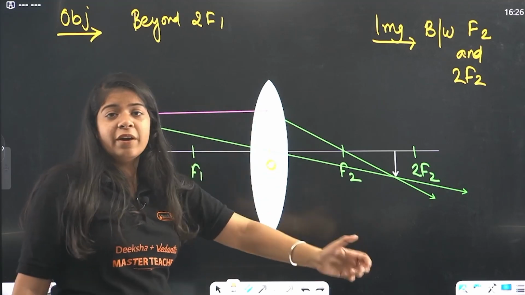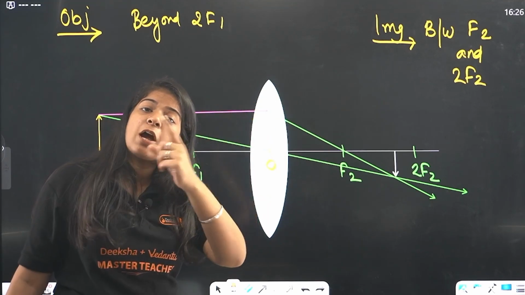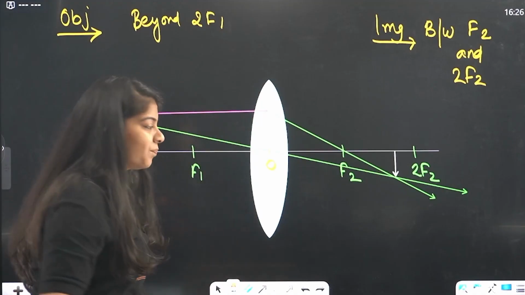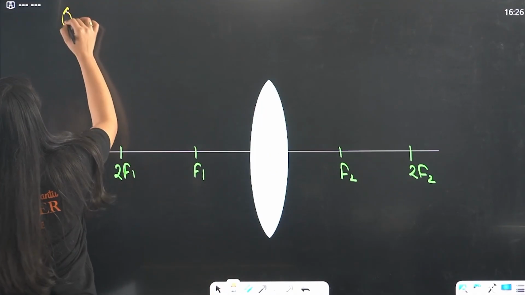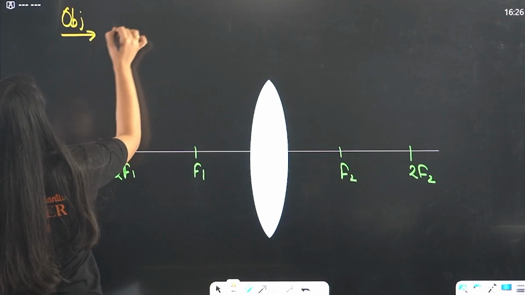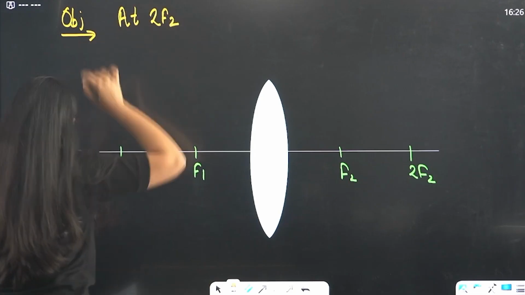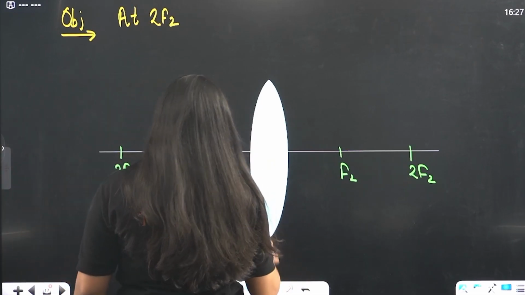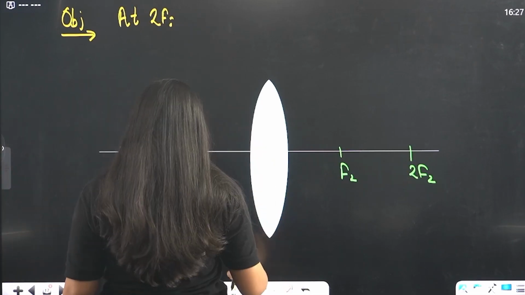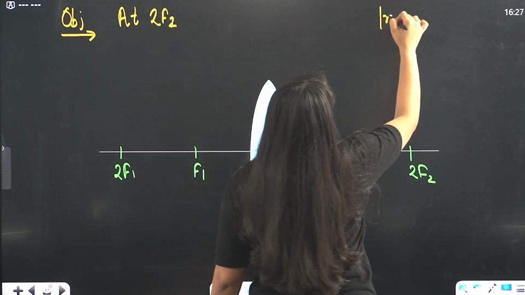Here we have two focuses and two centers of curvature. There we only had one focus and one center of curvature. Okay? Next case, tell me fast where the object will be. At 2F2? Very good. Here the object will not be at 2F2, it will be at 2F1. Now, where will the image be?